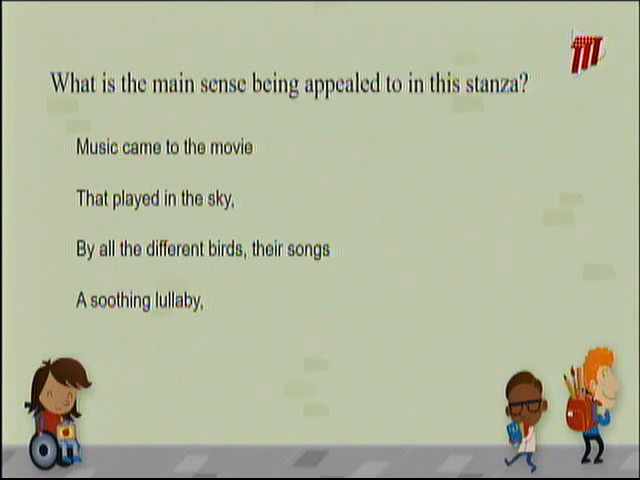Let's see if you can figure this one out. What is the main sense being appealed to in this stanza? Music came to the movie that played in the sky by all the different birds. Their songs a soothing lullaby.